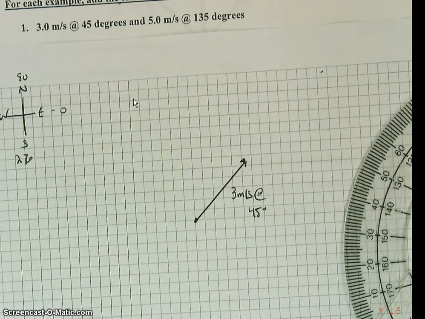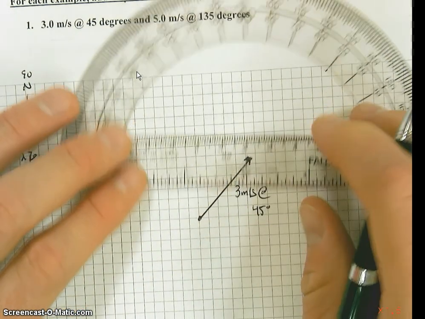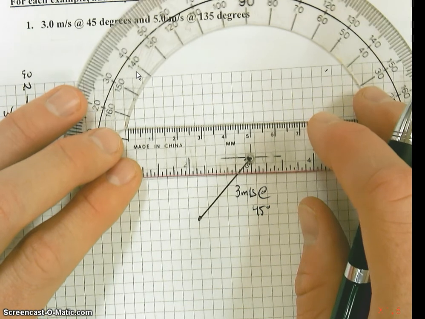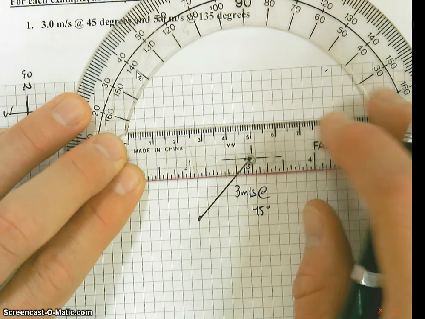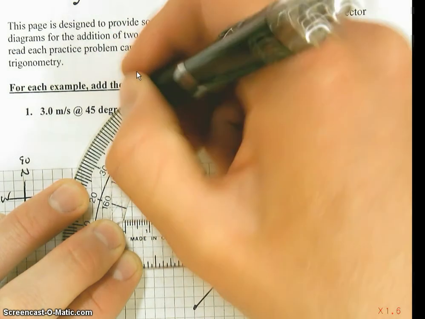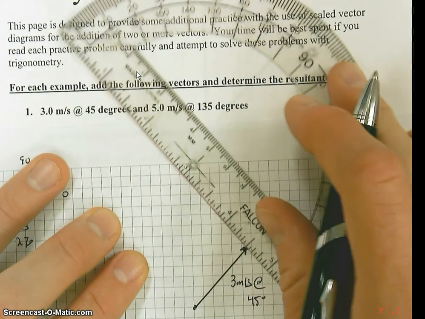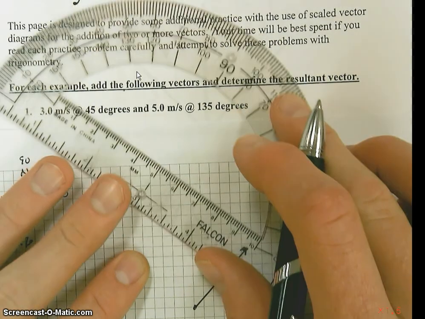The second one we're going to do is 5 meters per second at 135 degrees. So I'm going to go to the very tip of the line I just drew, and we're going to complete this again at 135. Now I'm going to scoot this down so you can see. 135 falls right here on that G, and then I'm going to draw my line right through that.